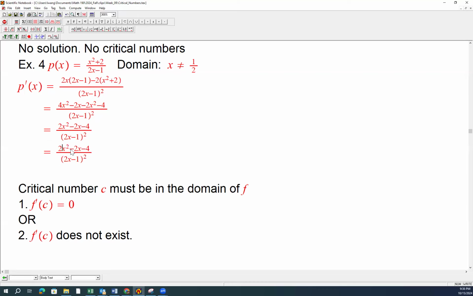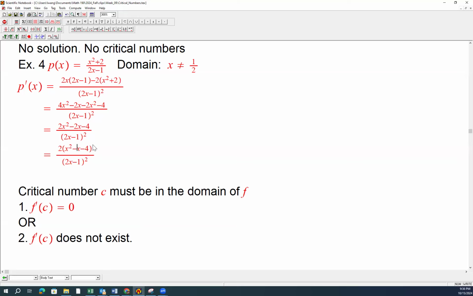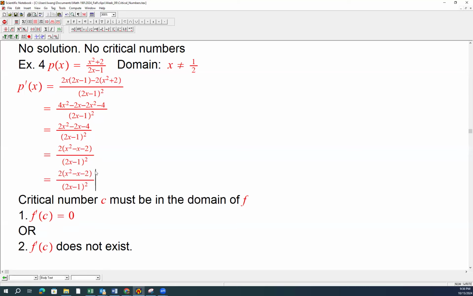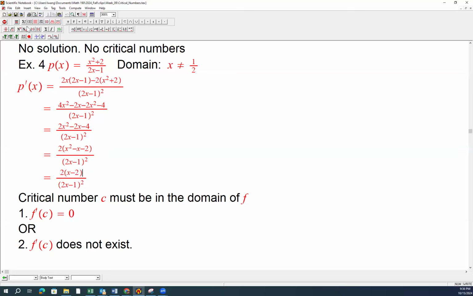Factor out the 2 on the top. So this 2 is gone, this becomes 2. And now we can factor the top, I mean the numerator, right? That's going to be x minus 2 times x plus 1.